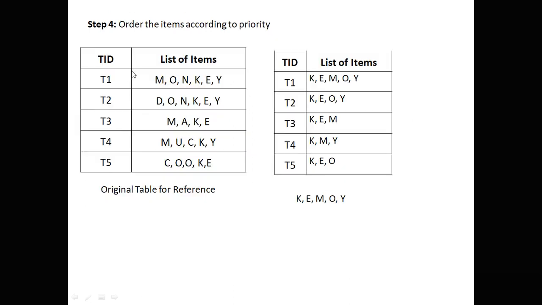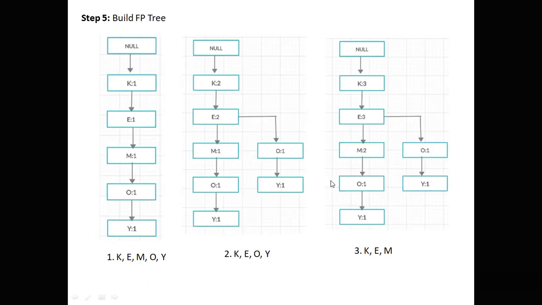Step 4: order the items according to priority. These are the 5 transactions with their lists of items. This is the original table for reference. Now we skip the items which do not satisfy the minimum support count, and the remaining items we take in this particular order: K, E, M, O, Y. So T1, T2, T3, T4, T5 become K, E, M, O, Y; K, E, O, Y; and so on. In this way we write the transactions.